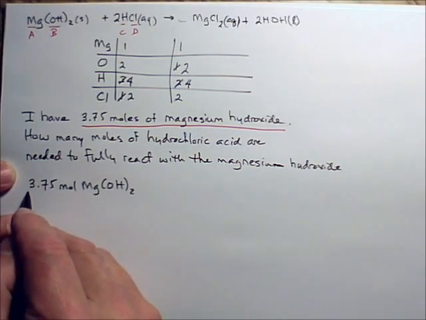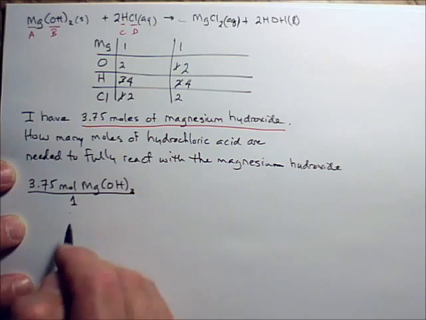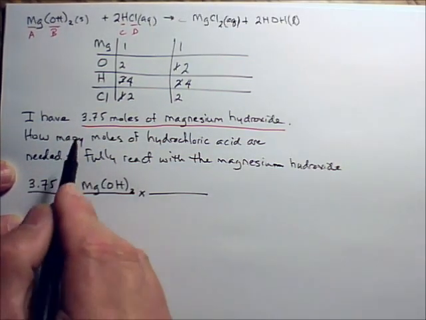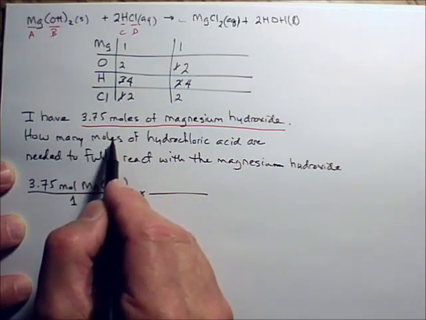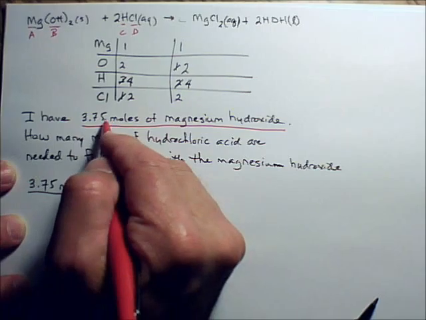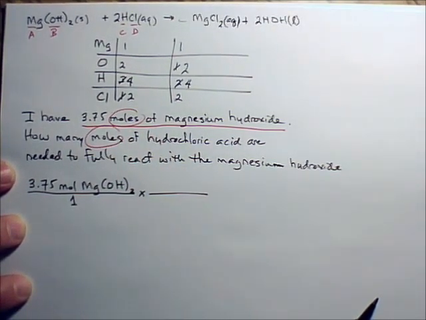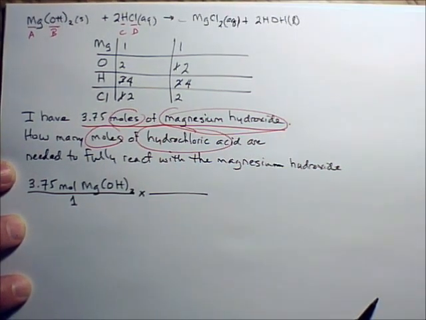And we're going to put that over 1. All right? What we need now is a molar ratio. We're trying to go from moles of one thing to moles of another. Okay? We're going from moles of one thing here to moles of another: moles of magnesium hydroxide to moles of hydrochloric acid. Okay?